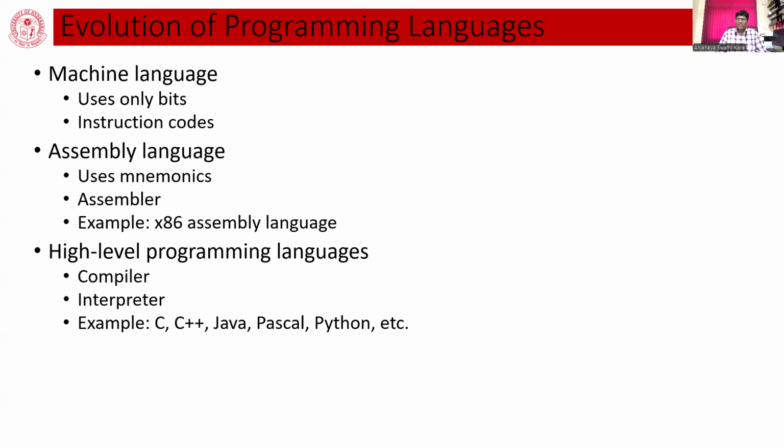Compilers and interpreters are computer programs which take high level programs as input and convert the high level program to a machine language program. What is the difference between a compiler and an interpreter? A compiler takes the entire program and converts the entire program to a machine language program, whereas an interpreter takes one line of the high level program and converts that one line to machine language. That is the difference between a compiler and an interpreter.